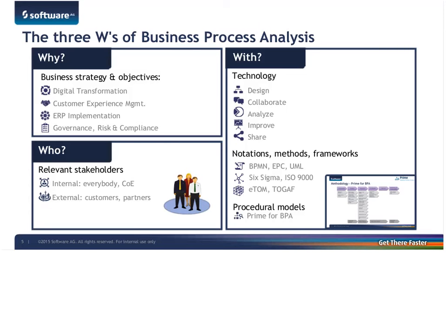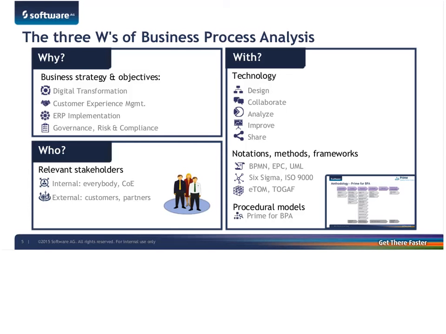However, if you reach a certain maturity and a certain scope of your business process initiative, it's really recommended to use technology to make such an initiative more effective and efficient and more sustainable. Such a process improvement or business process analysis technology should provide you capabilities like designing a process. Collaboration is a really important thing to engage with your stakeholders. You should have capabilities to analyze the processes you described. Also, you should have capabilities to improve such a process and to share them throughout your organization.